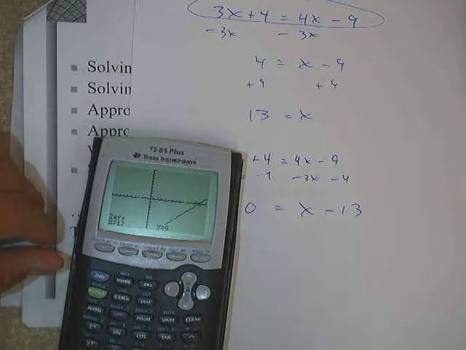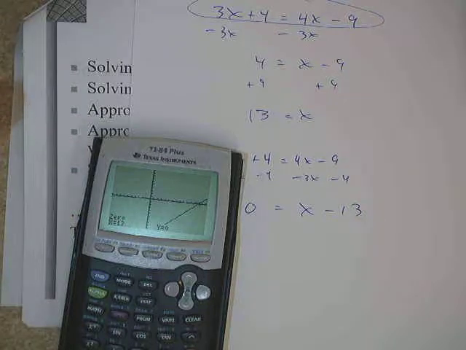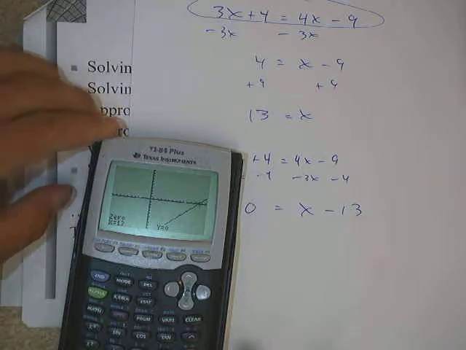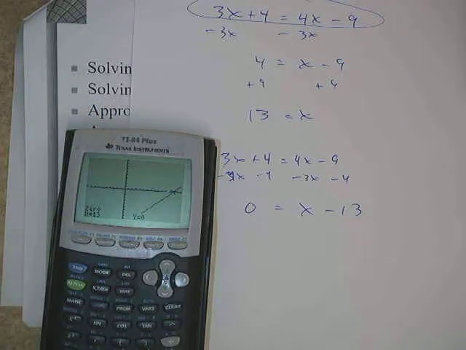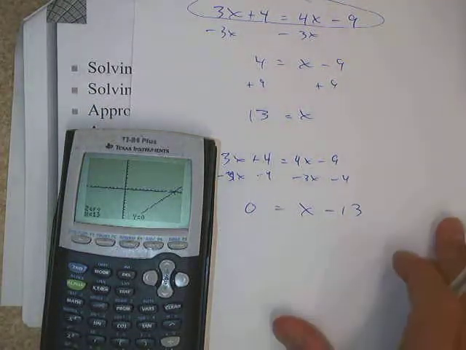And then it's asking us for a guess. And for the guess, you just want to move the cursor as close to the intersection point as you can get. And when we do that, we get 13-0, of course, which we already knew was the answer, but we can do that graphically.